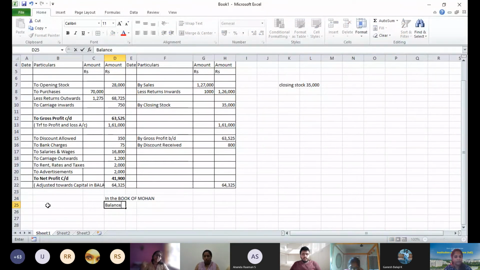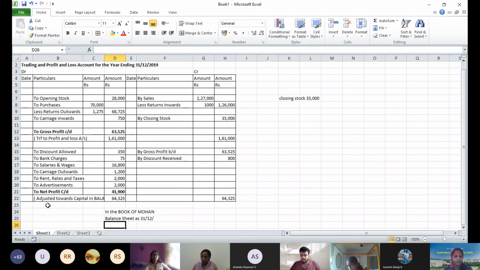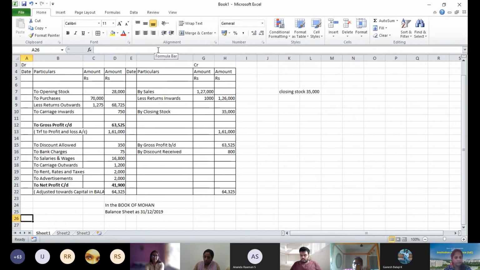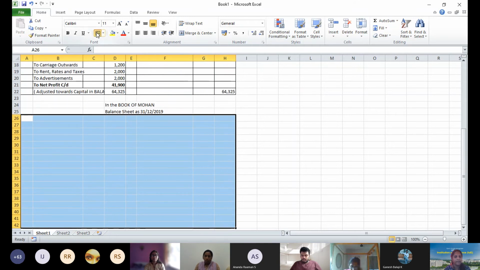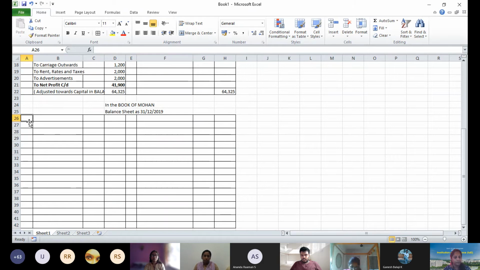Now balance sheet as on 31/12/2019. You can change it. I'll give you the changed version of the sum. No worries. Now my balance sheet. With this, I finish the problem.